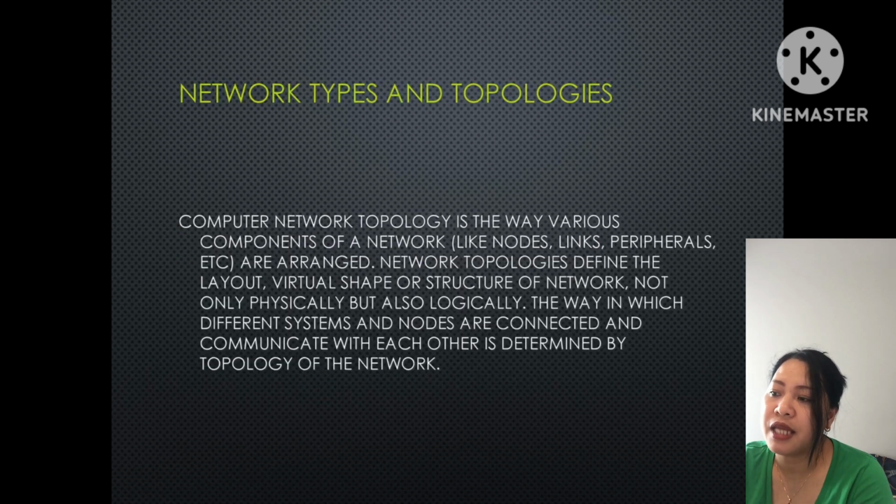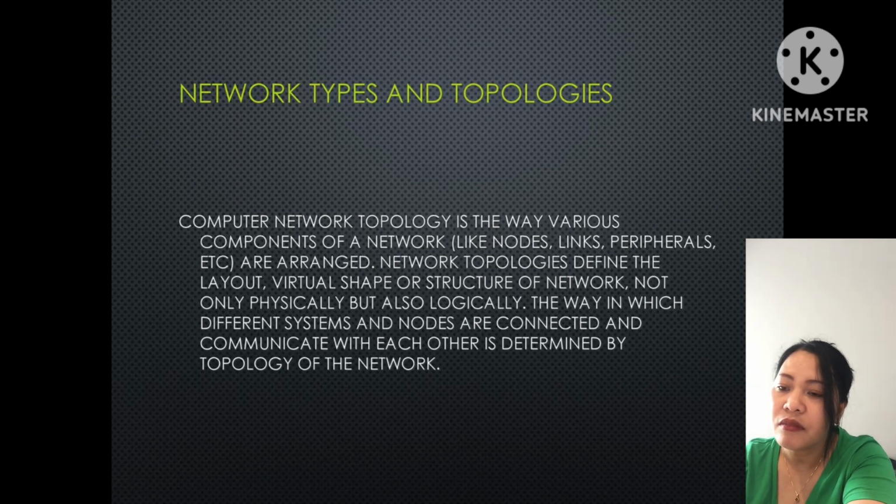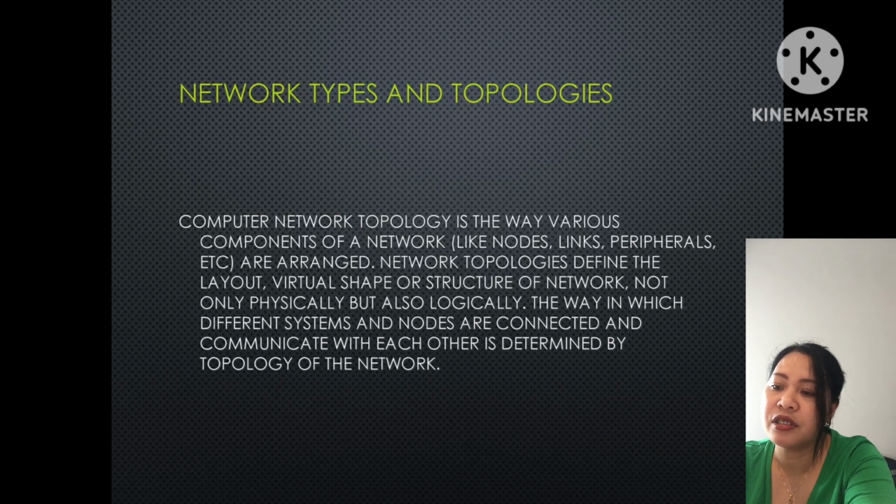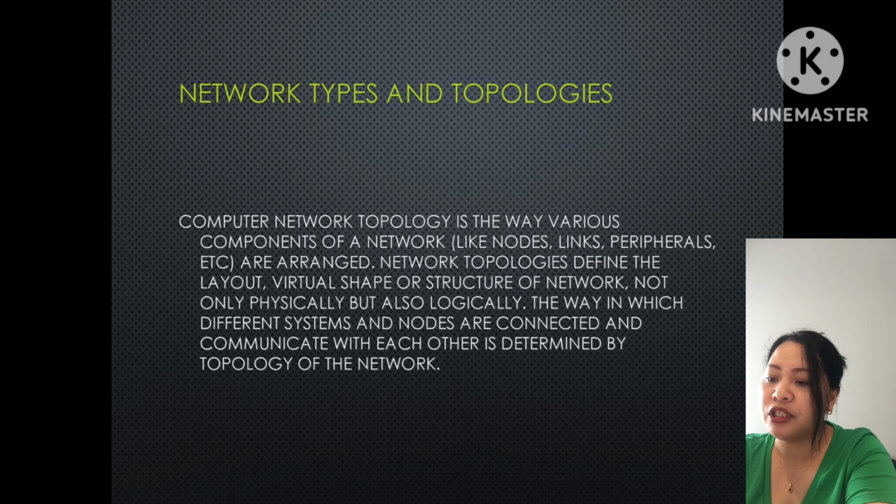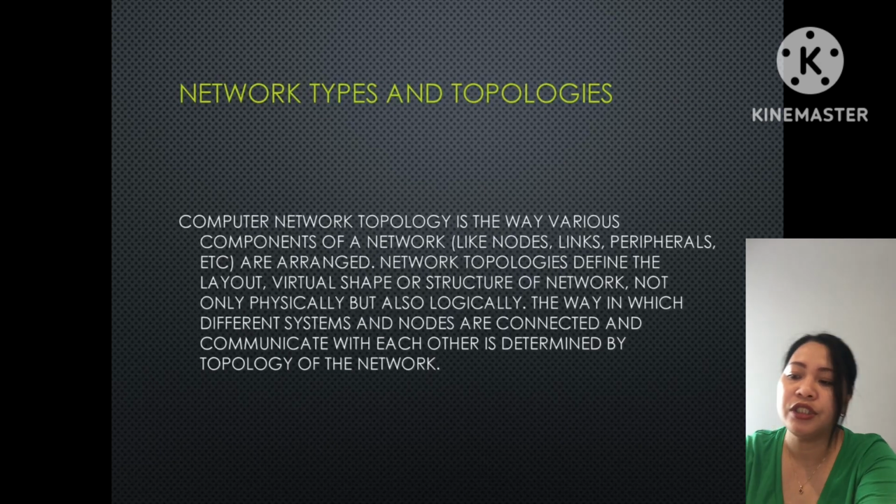For networking types and topologies, computer network topology is the way various components of a network (links, nodes, peripherals, etc.) are arranged. Network topologies define the layout, virtual shape, and structure of a network, not only physical but also logical. The way in which different systems and nodes are connected and communicate with each other is determined by the topology of the network.